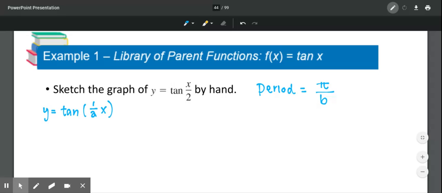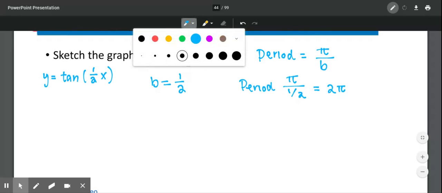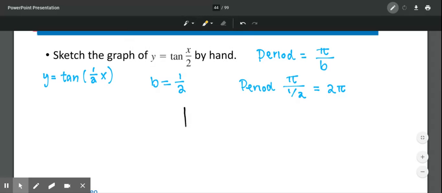So in this case, our b value for this one is 1/2. And so if we calculate the period for this tangent, it is pi over 1/2, which gives us 2 pi. Okay. So when we draw our tangent graph, normally the period is pi, right? So normally we would say that second dash mark is pi, but now we're going to say that the second dash mark is 2 pi, and that middle one is pi. So kind of like we did with sine and cosine, okay?